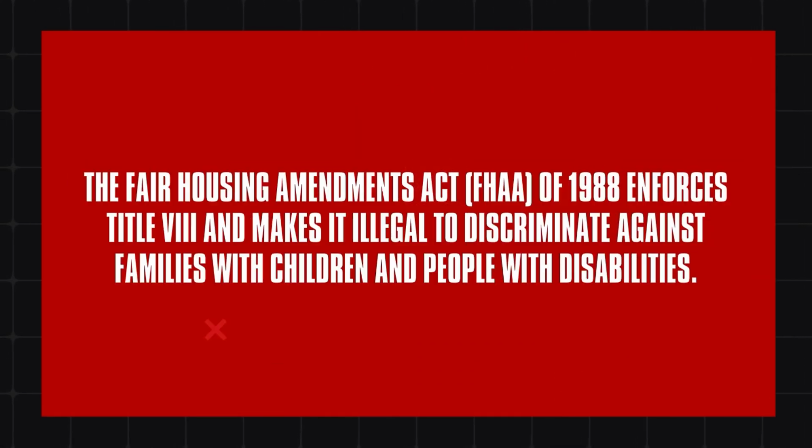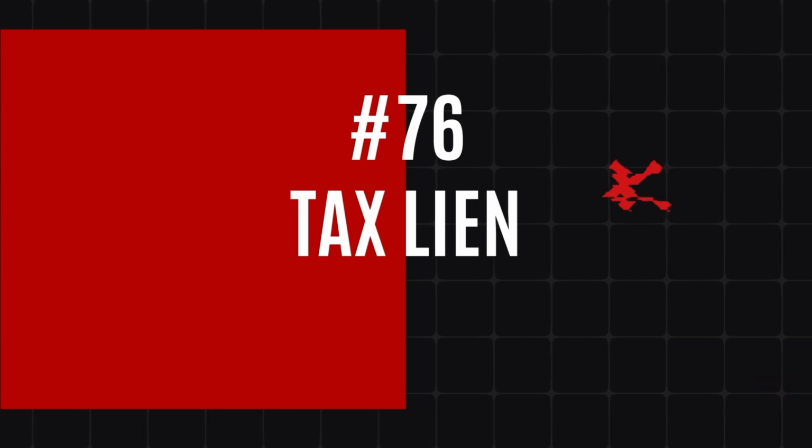The Fair Housing Amendments Act, FHAA, strengthens the Fair Housing Act by extending protection to families with children and individuals with disabilities. Enacted in 1988, this legislation fortifies the fight against housing discrimination. Onward to the next term. Tax lien. Your turn to be the definition guru.